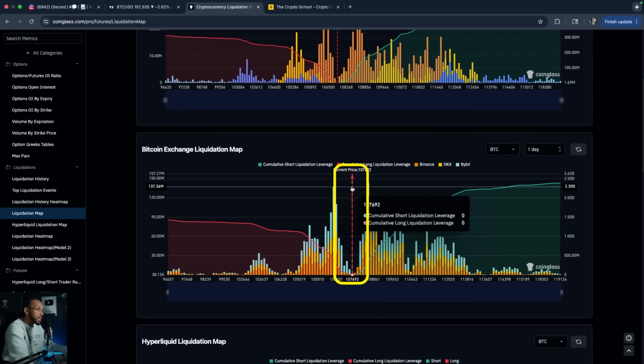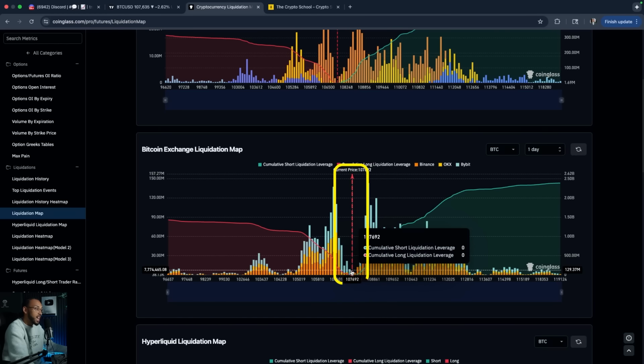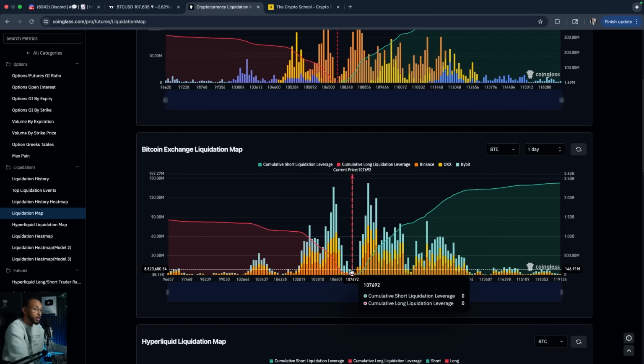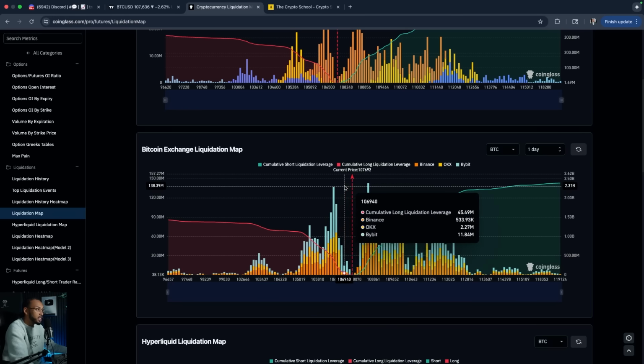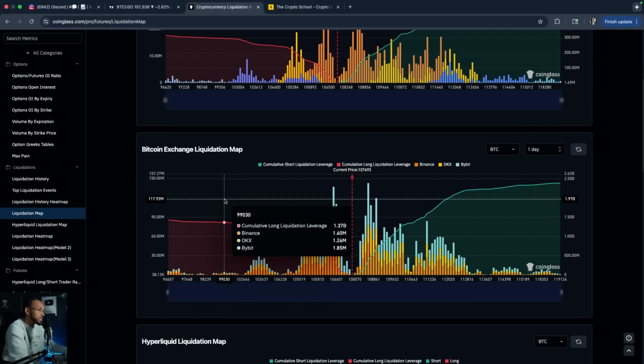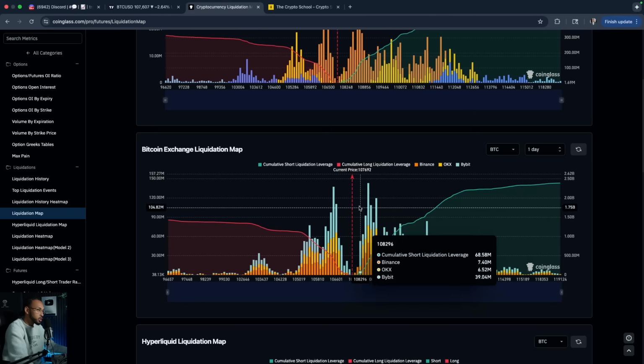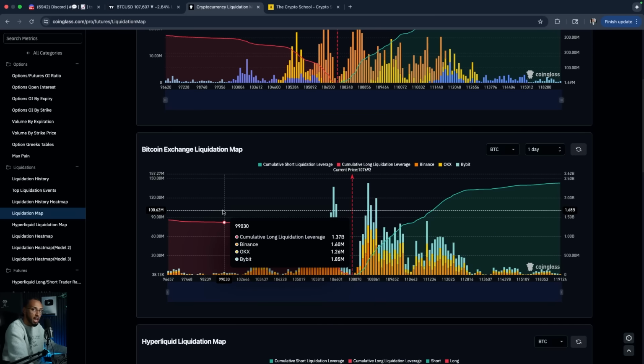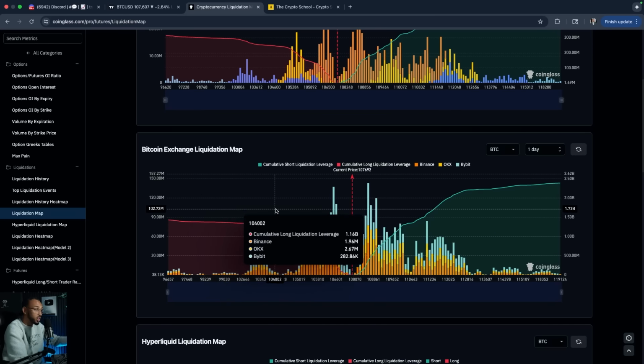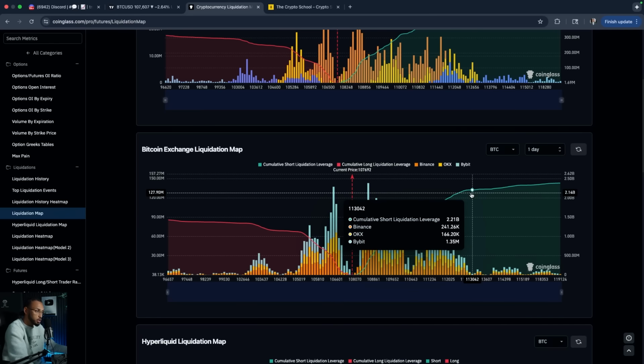This red line is a representation of what Bitcoin's price is at right now. So right now, as I hover over it, you can see that Bitcoin's price is at $107.6 thousand. Let's say, for example, if Bitcoin's price fell right now to $99,000, this red line would go all the way over here to $99,000. Okay. So this red line is just a representation of the price. Anything to the left of this red line is down. It means Bitcoin's price is going down. Anything to the right of this red line is up, meaning Bitcoin's price goes up.